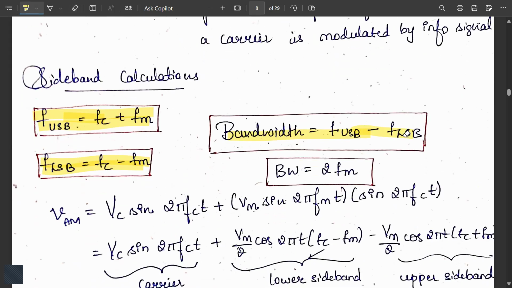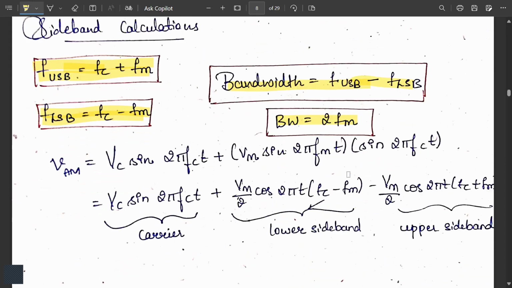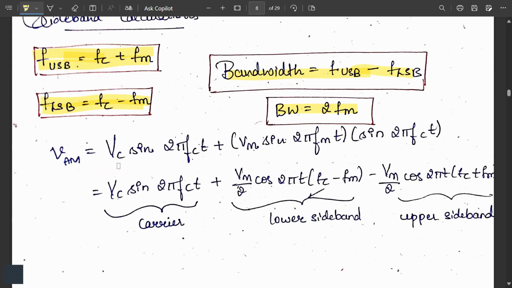Next, bandwidth is 2 times FM. When you consider that FUSB and FLSB have FM and substitute the FUSB value and the FLSB value, you get bandwidth as 2 FM. On substituting that, VAM, as we know, we have already derived this equation before. In that, you can observe the first term is the carrier, the second term is the lower sideband, as you can observe there is FC minus FM here, and the last one is the upper sideband, which is because of FC plus FM.